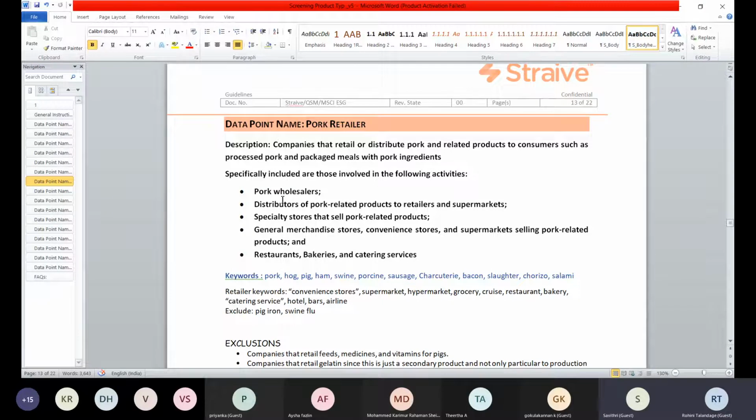Now pork, the next data point is pork retailer. If any company is retailing or distributing pork related products to the customer, such as processed pork or packaged meals with pork ingredients. Pork is nothing but hog, pig, ham, swine.